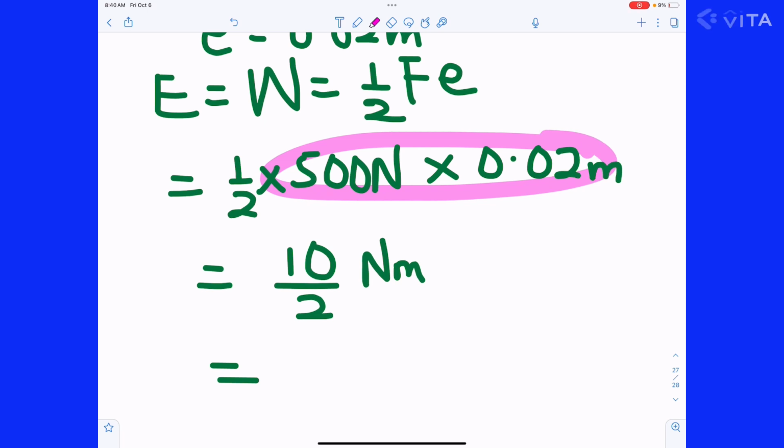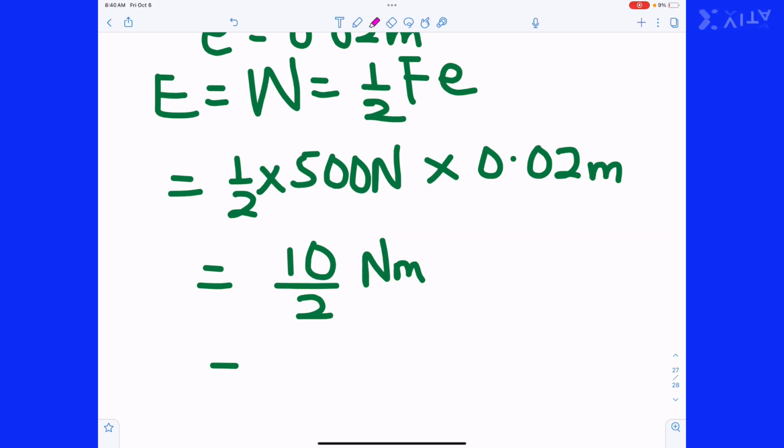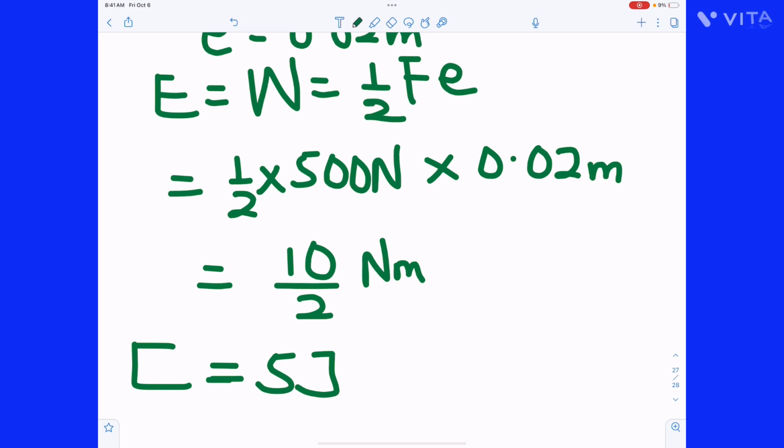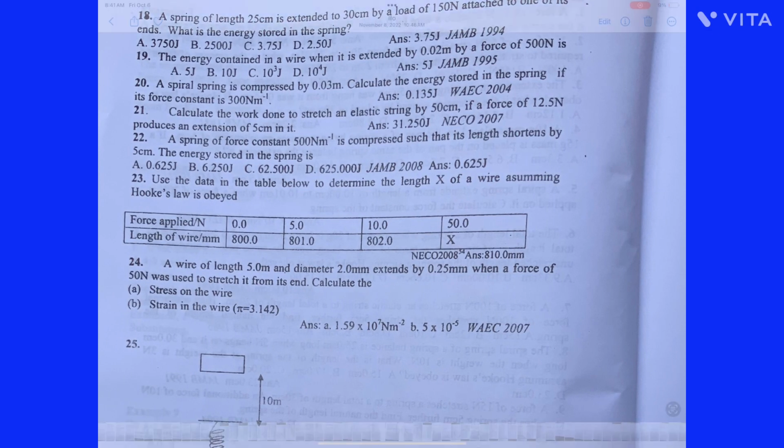So that gives me what? 10. Then 10 over 2 will give me 5 newton meters, which is the same thing as 5 joules. So the energy content in the elastic material or wire or rubber is 5 joules. Take note of that too.